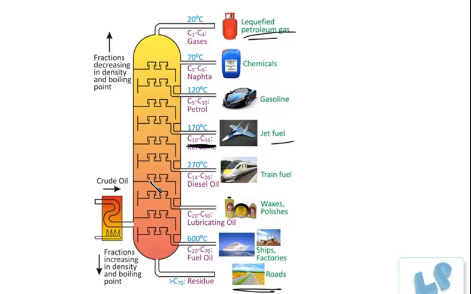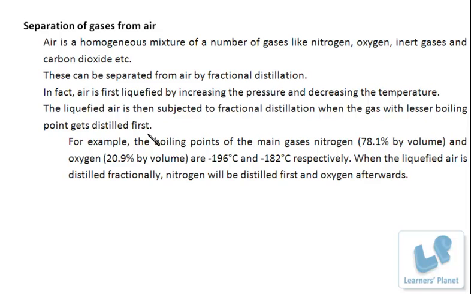Right? Say air. Air is a mixture of gases. How can these gases be separated? Let's see. Separation of gases from air. Air is a homogeneous mixture of a number of gases like nitrogen, oxygen, inert gases, carbon dioxide, water vapor, and methane, and many other gases. Sulfur dioxide is also there in polluted air. How can they be separated? By fractional distillation.